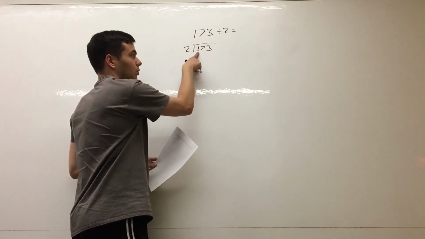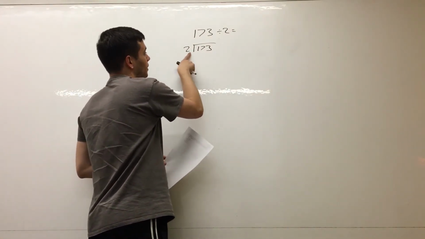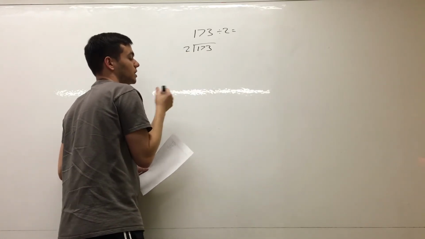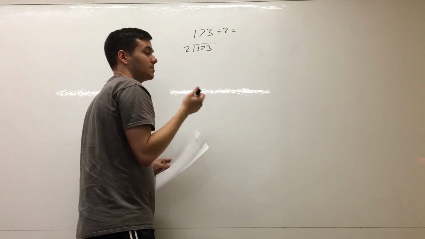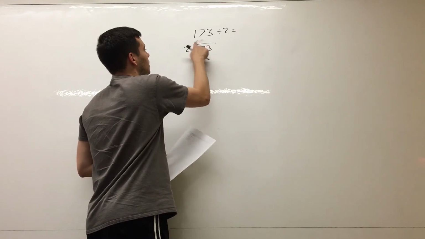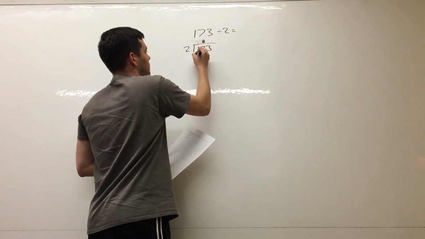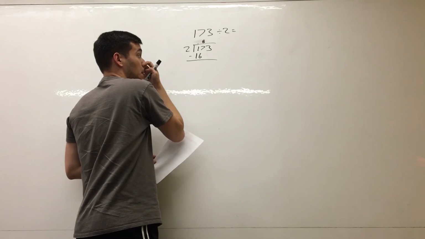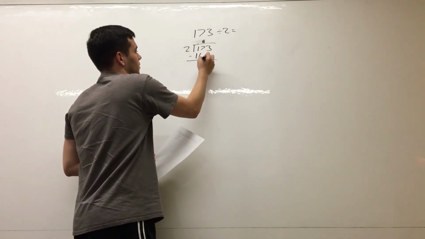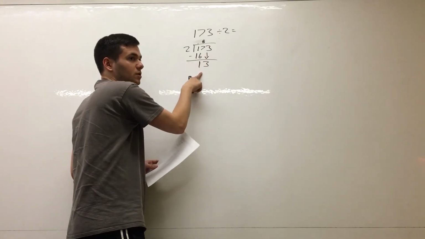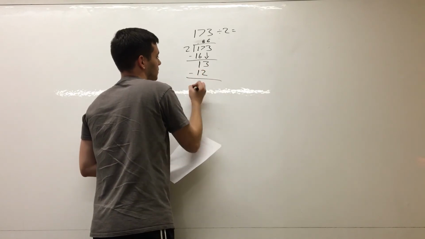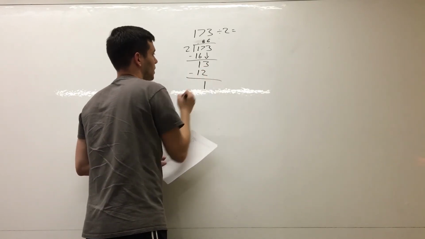So 2 can't go into 1, so we move on. How many times can 2 go into 17? 2 times 6 is 12, so we can go one more. 2 times 8 is 16. So, oh, sorry. We put the 8 up here. 2 times 8 is 16. Subtract. 17 minus 16 is just 1. Drop down the 3. How many times can 2 go into 13? 6 times. That is just with 12. 13 minus 12 is 1.